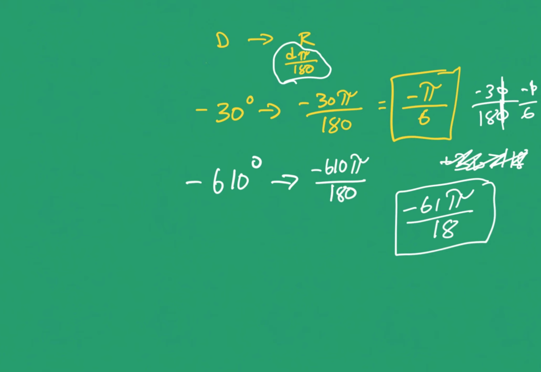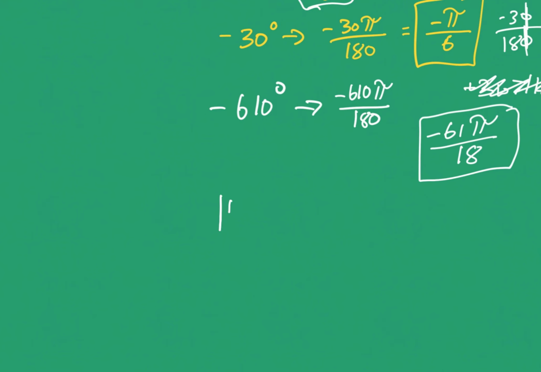Don't multiply it out. Anytime you're going from degrees to radians, your answer always has to be in radians, and your radian answer is always going to have pi. The pi just stays there. Just deal with the numbers as far as reducing. Okay, go ahead and give this one a try, and we'll move on. So 160 degrees. Go ahead and change that to radians.